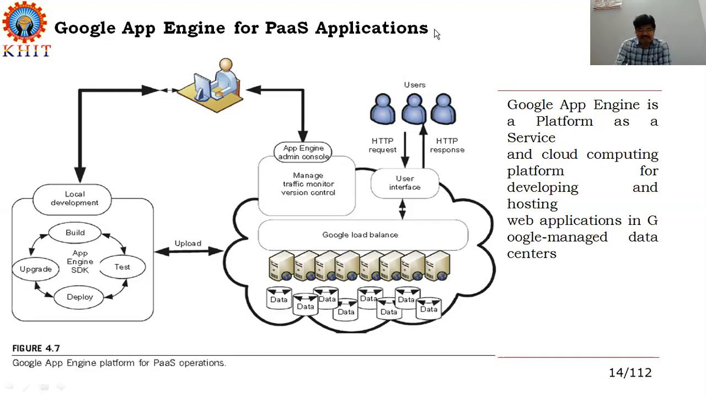Once the request is received by the server, the server will give the response and send it to the user interface, and through HTTP responses the end users will receive the data. That means there is direct communication between the end user and the cloud computing. The client sends a request through the user interface, the user interface connects to the cloud through the load balancer, the server receives the request and gives the response, and the response is delivered to the user. So client server communication is established.